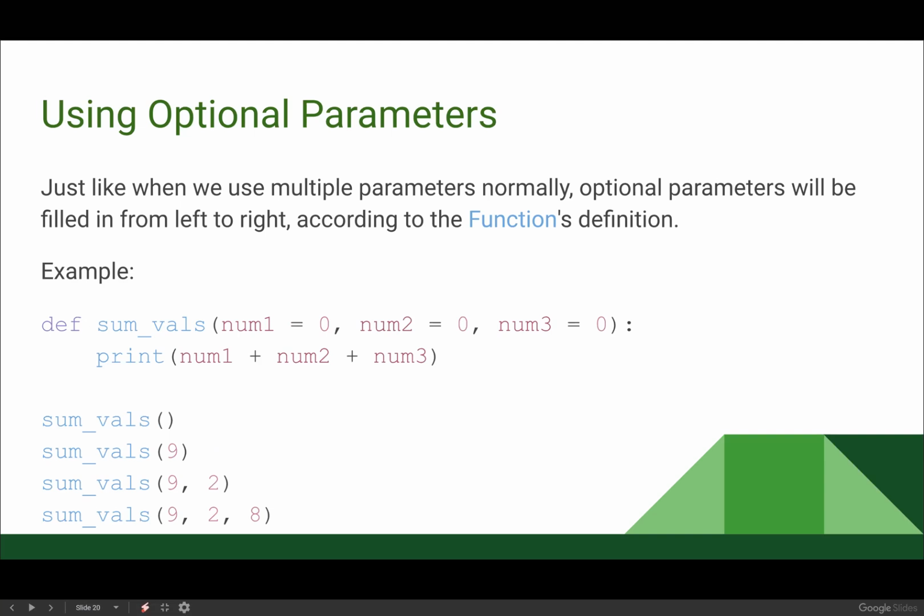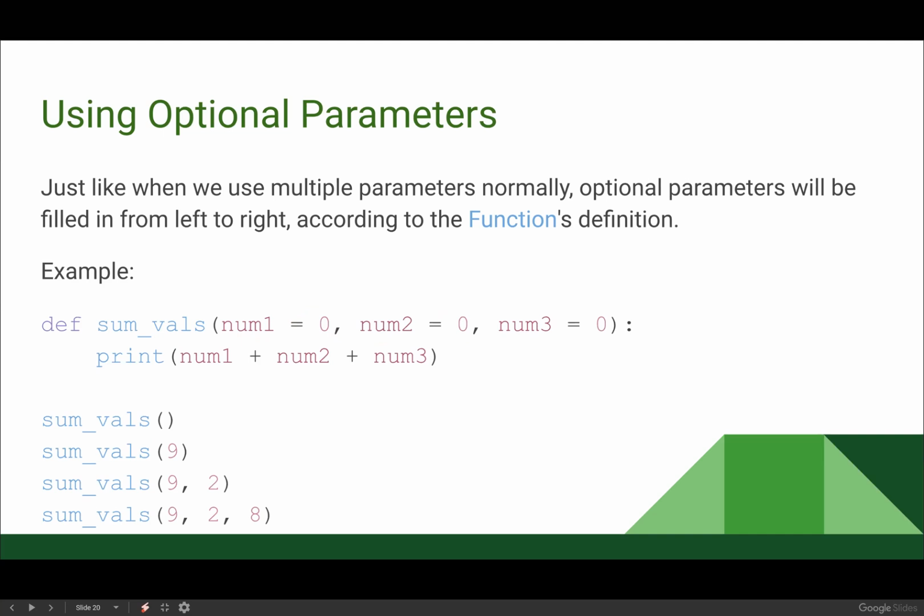All right, and just like when I use multiple parameters normally, optional parameters will be filled in from left to right according to the definition of our function. So if I sum vowels with no parameter, what is my sum going to be? Sam, you are absolutely correct. It's going to be 0 because I'm not getting a value for num1, so I take 0. Not getting a value for num2, so I get 0. Not getting a value for num3, so I get 0. 0 plus 0 is always going to be 0.